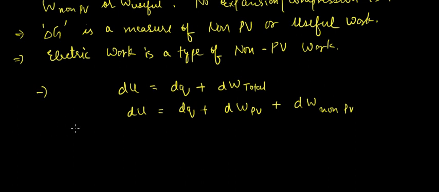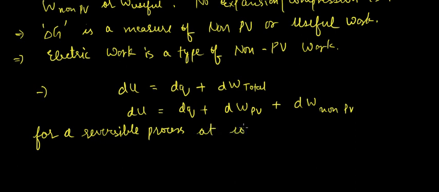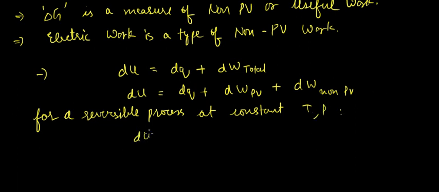So for a reversible process at constant temperature and pressure, we can write that dU would be equal to TdS minus PdV. We are just substituting the value of dq here, which is TdS. dW PV would be minus PdV plus dW non-PV work.